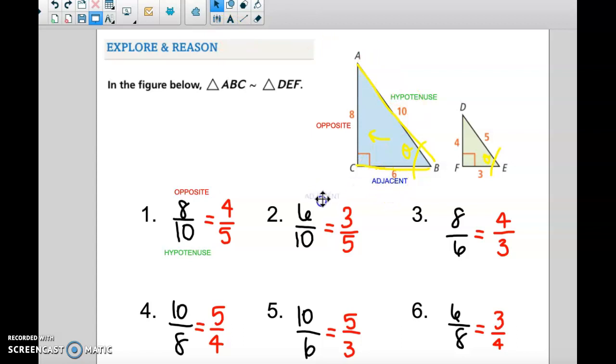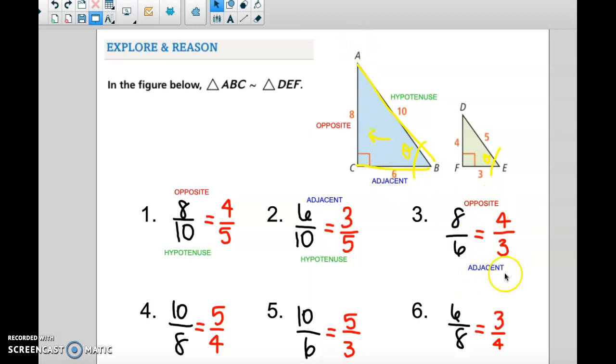6 is my adjacent side, 10 is my hypotenuse. So again, not every triangle is going to have a ratio 6 over 10, but every triangle will have the ratio of the adjacent side over the hypotenuse. Okay, and then 8 is the opposite, and 6 is the adjacent. So now 8 over 6 represents the ratio of the opposite side over the adjacent side.